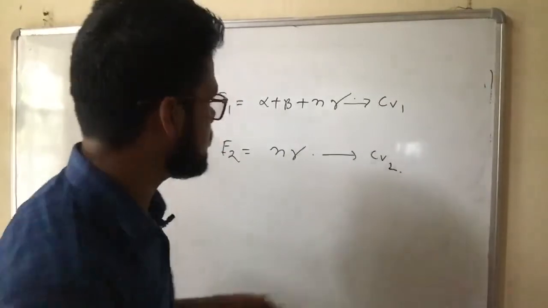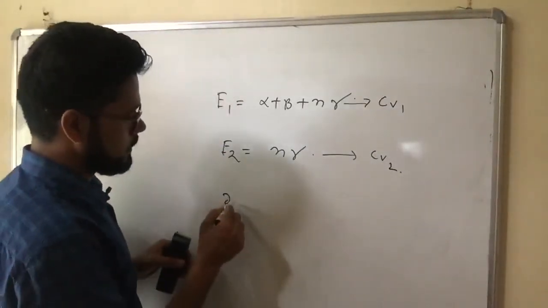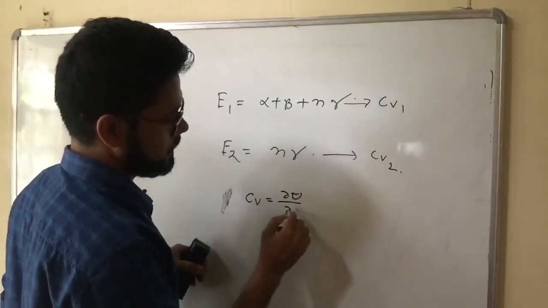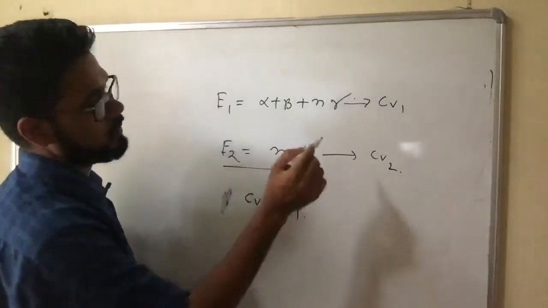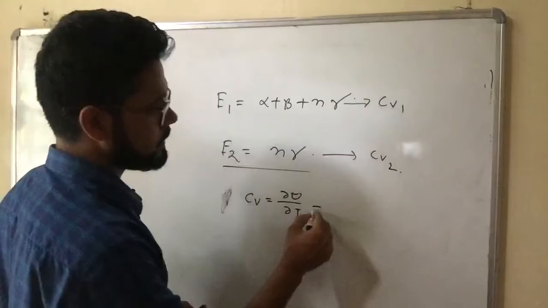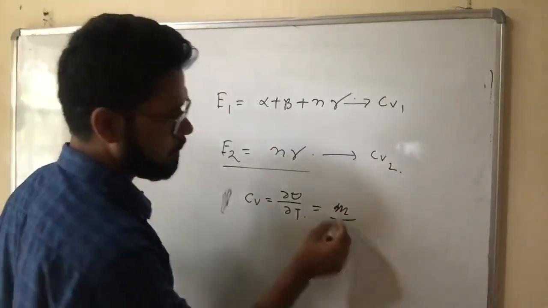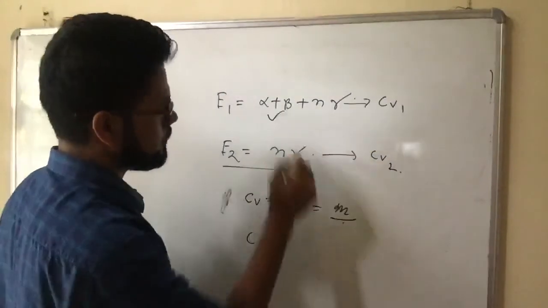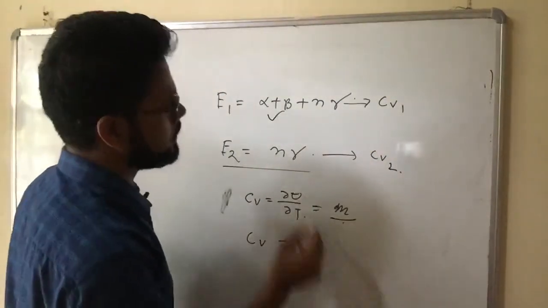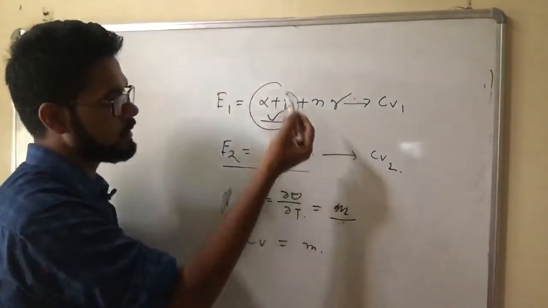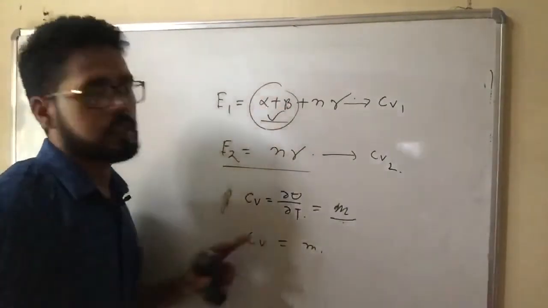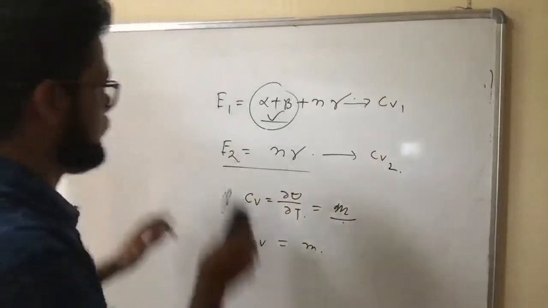Equal, because this specific heat CV is du by dt. So if you do the calculation here, you will get some value, suppose m. M is unknown, I am not writing m. And in this case you also get m, because this part is constant, so its derivative is always 0. So its presence or absence doesn't matter. The specific heat is the same. Okay?